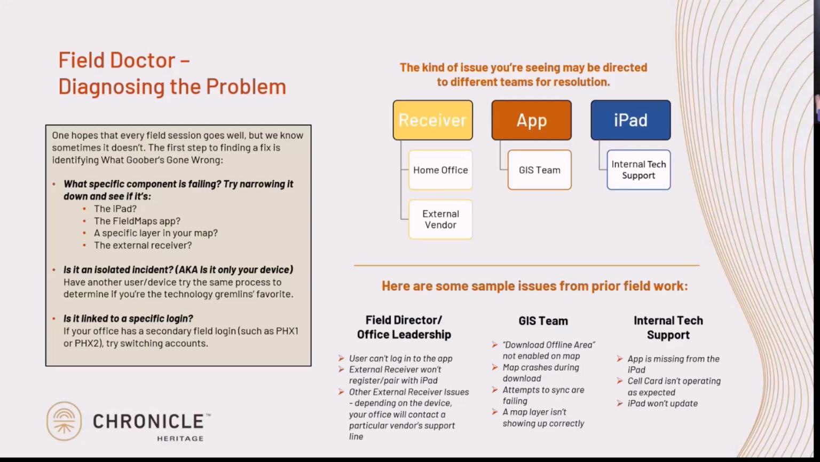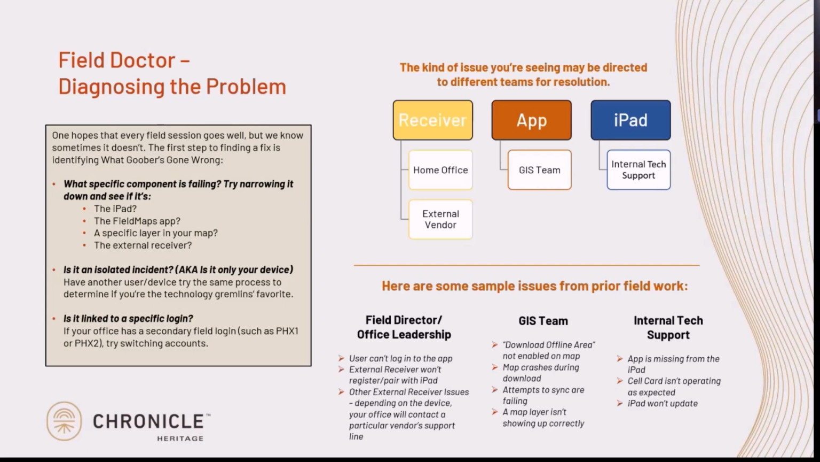And what do you do? The first thing is we actually need to try and figure out specifically what part in the numerous devices that you've been handed and carrying through the field all week, which one's actually the problem child. So in this case, it's usually one of four main culprits. We have, of course, the iPad, the Field Maps app. Maybe it's a specific layer in your map, or it's your external receiver. Trying to figure out which one of those is the problem is going to be the first step to figure out who to talk to and how to fix it.